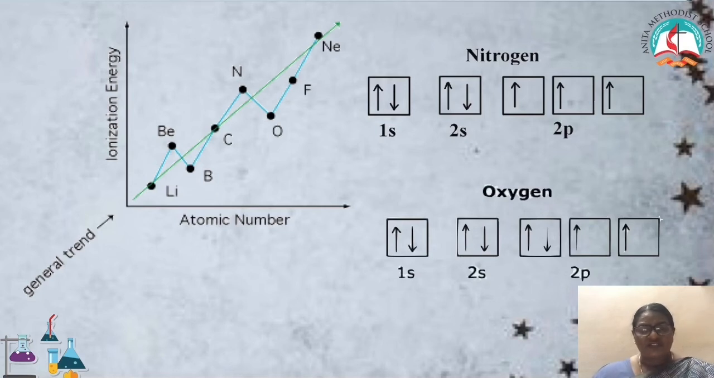But in the case of oxygen, if I remove one electron, it will also be exactly half filled like nitrogen, gaining more stability. Therefore, it is easy to remove an electron from oxygen, but difficult to remove an electron from nitrogen. That is why there is a difference in the ionization energies.